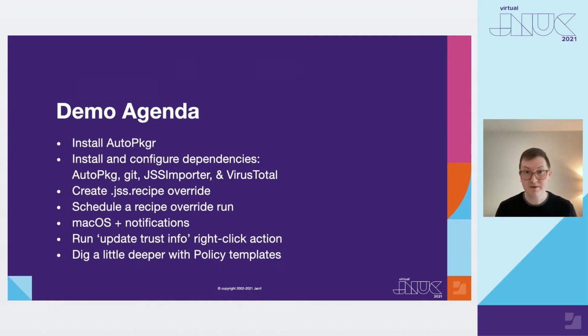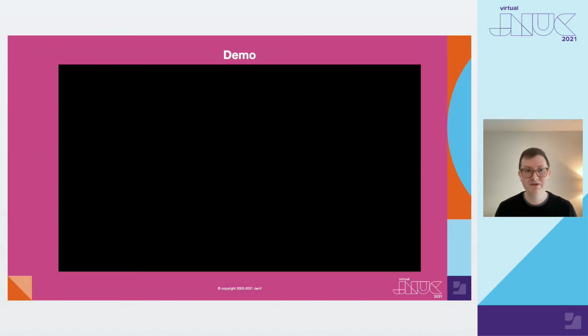And we're also going to dig a little bit deeper with policy templates. Policy templates and smart group templates are built into JSS importer that is integrated with AutoPackager. And these are very powerful and thus very dangerous. So I urge you to test carefully and plan your deployments accordingly. But I'm going to give you a few ideas of the types of things that you can do with this. So I hope you'll find that exciting. So with that, let's get into our demo.